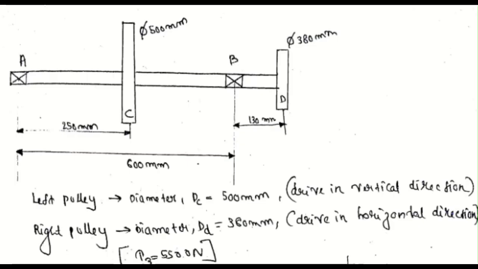In the figure, according to our condition, we have a bearing at points A and B. This is the position of the pulley on the left side, and this is the position of the pulley on the right side. Okay, I have already mentioned the dimensions here based on the given condition of the question. And the diameter of the left pulley is 500 mm, and the diameter of the pulley on the right is 380 mm. So this is the given figure, the given condition.